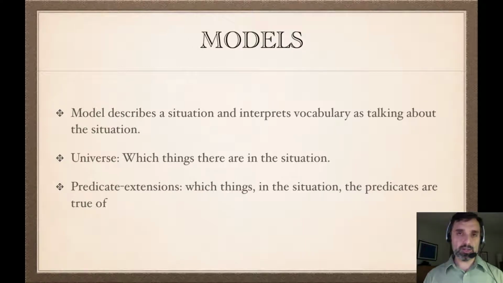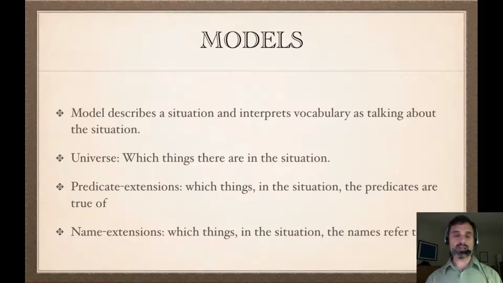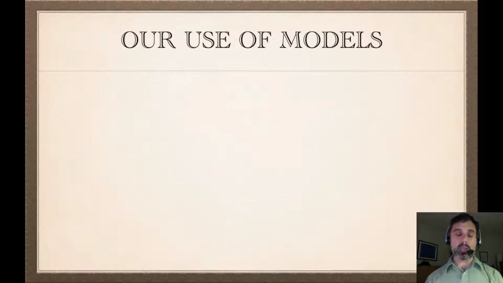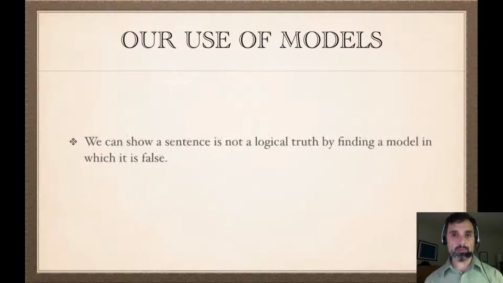Predicate extensions tell us which things in the situation the predicates are true of, and name extensions tell us which things in the situation the names refer to. In Logic 2010, we use models in what's called the invalidity module. So we're using models in a specific way, in the program.